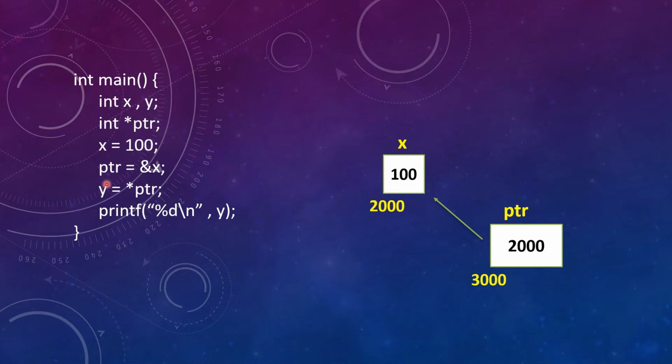Understand this very clearly: if it was only y equals ptr, then y would have 2000. But y cannot hold any base address because it is integer data, not a pointer variable. In that scenario, it will throw a compilation error. But now we have the key, that is the star. With the star on this ptr, you can access the value from that block, that is 100.